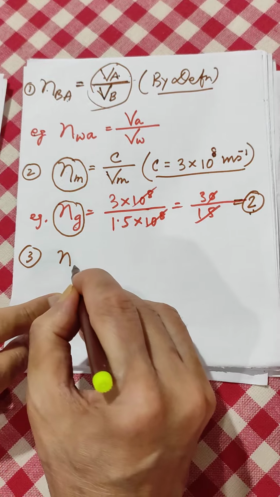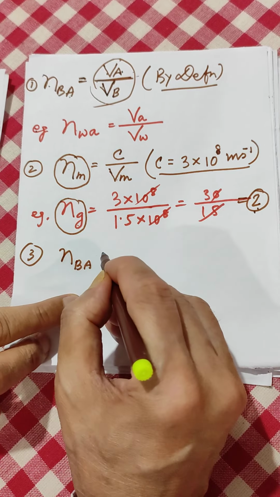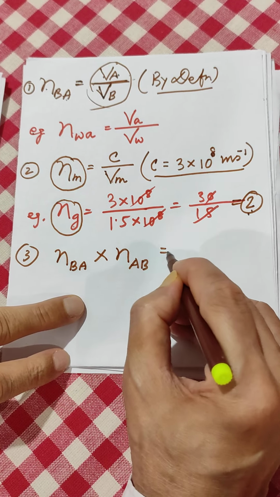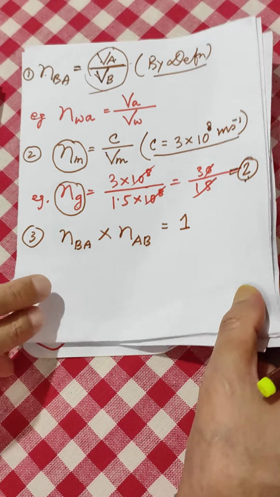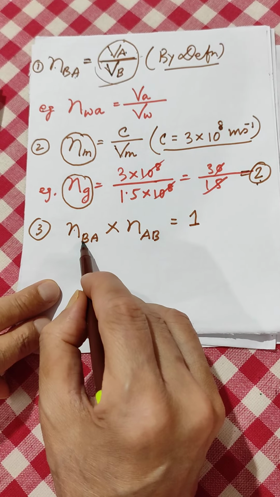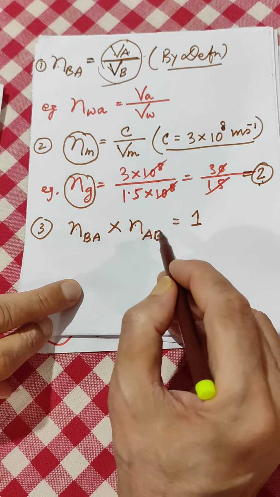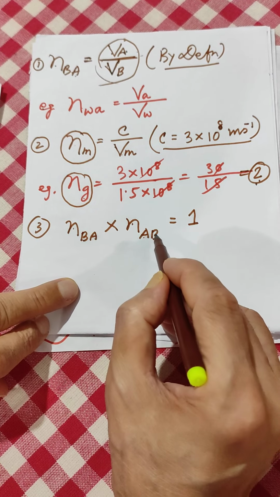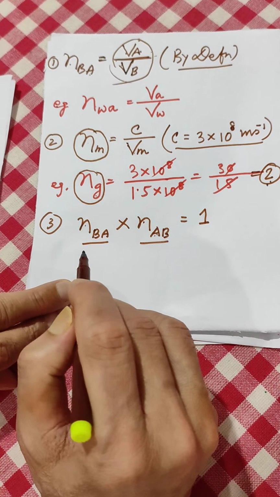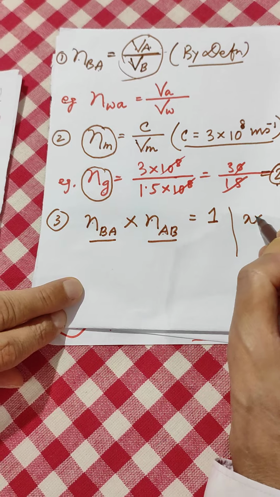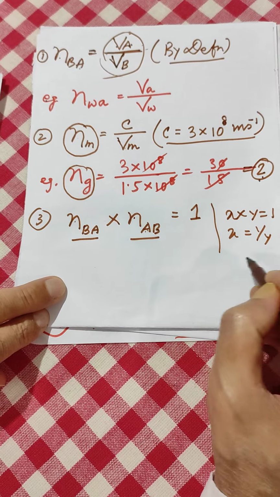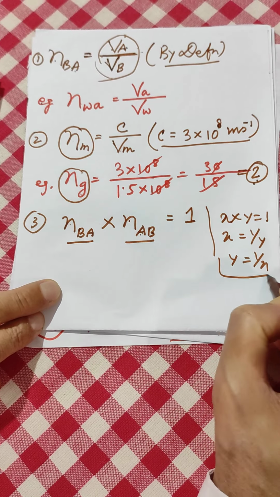Now coming to the third formula. Refractive index of medium B with respect to A, into refractive index of medium A with respect to B, this is equal to 1. So this is another important formula. A is the first medium, B is the second medium, multiplied by refractive index of medium A with respect to medium B, where B is the first medium, A is the second medium, so equal to 1. That means these two are reciprocal of each other. So when the product of two, suppose x into y, equals 1, then x and y are reciprocal of each other. So x equals 1 by y and y equals 1 by x. This you know from maths, isn't it?